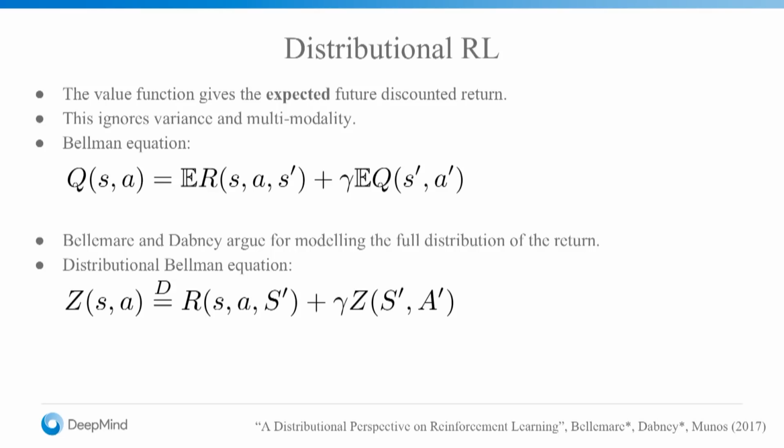And here, capital letters are showing random variables. So the reward itself is random, and the next state you end up in is also potentially random. And then, of course, the action you take in the next state is random. So the distribution of the return is this distribution plus the discounted distribution of the next state return. This has been known for a long time actually, but how can you use this to get a better learning algorithm?